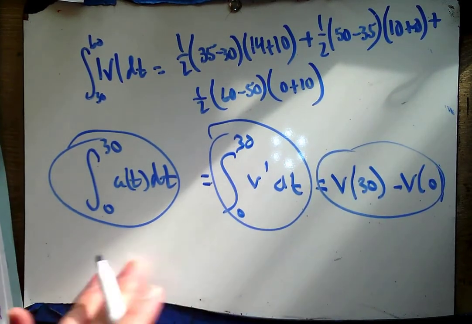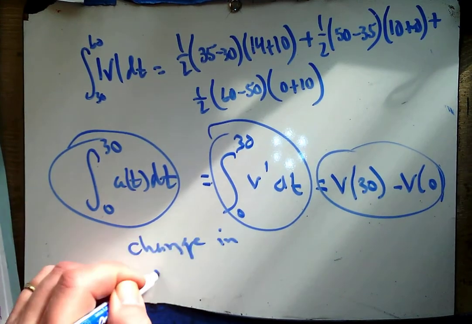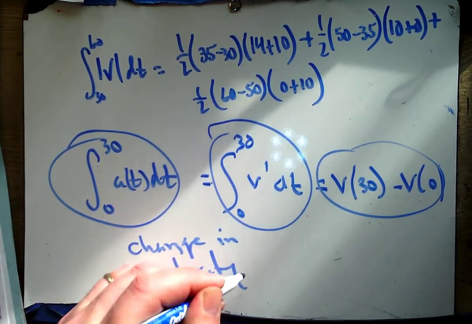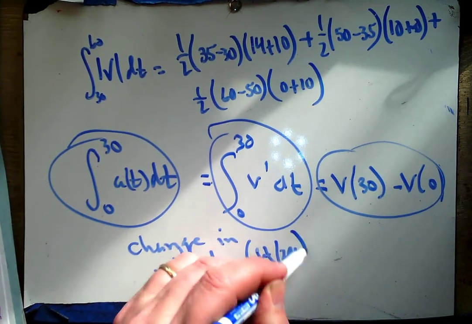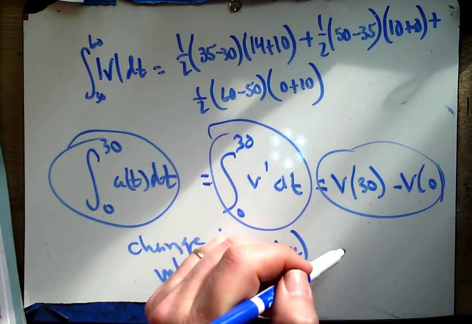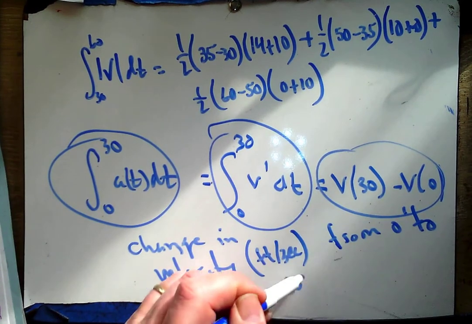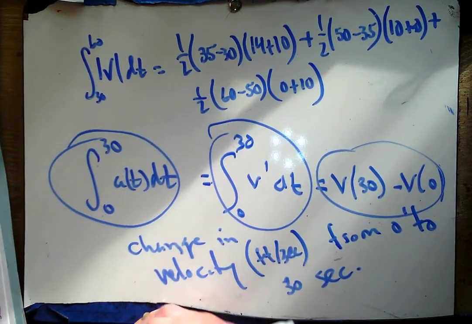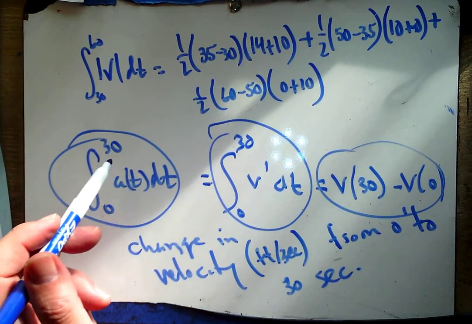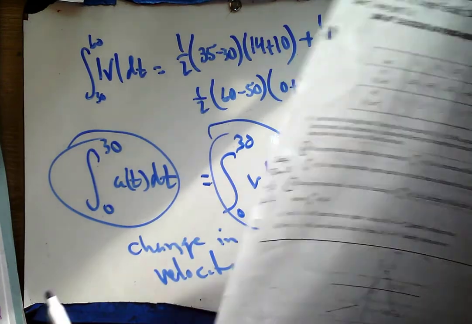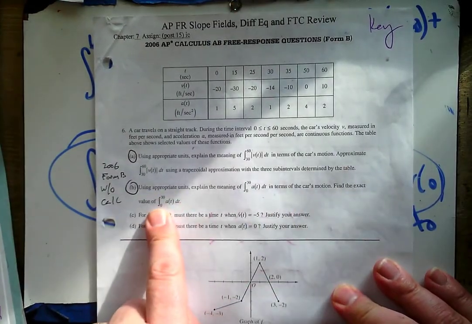Well, this is going to be a change in velocity. And here, by the way, we've got feet per second. We've got a change in velocity from 0 to 30 seconds. And that's what this integral represents. Can we calculate that integral? Sure, because look, it says here, find the exact value.